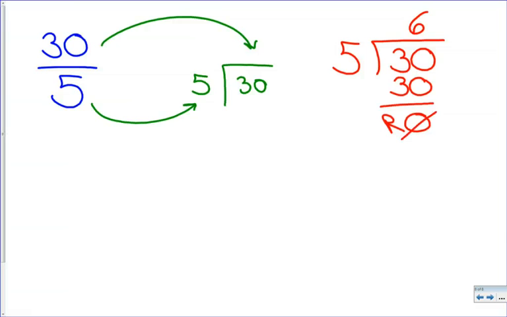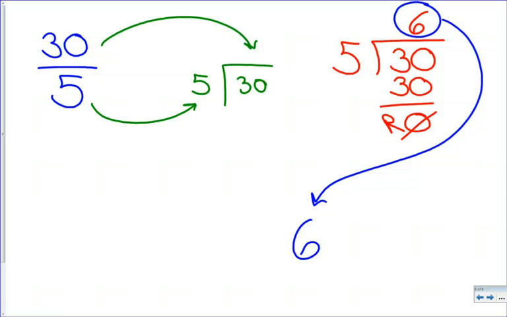So the answer then, this number right here, 6, becomes the whole number portion. What's the fraction portion? The fraction portion becomes whatever is left over as a remainder, 0, over the original 5. But the weird thing about a fraction like that with a 0 in it, does anyone know? It's 0. So it's basically gone. There's no need to write this.